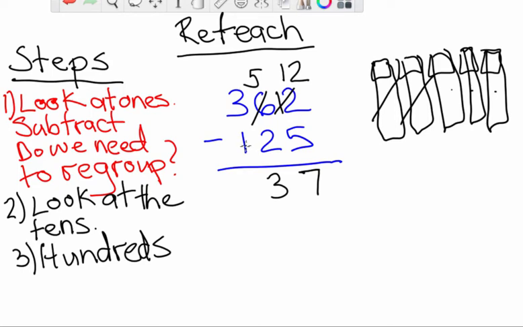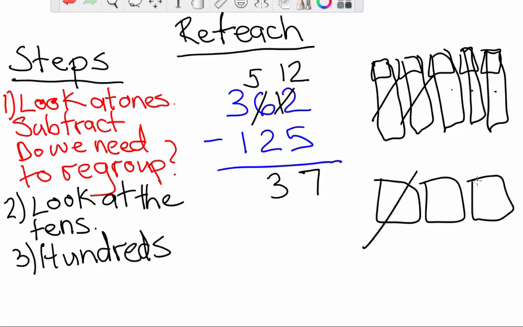3, take away 1. That's 3 hundreds. 1, 2, 3. Take away 1, and I've got 1, 2 left. So I definitely could do that. Don't need to regroup. And my whole answer is 237. So 362 minus 125 equals 237.